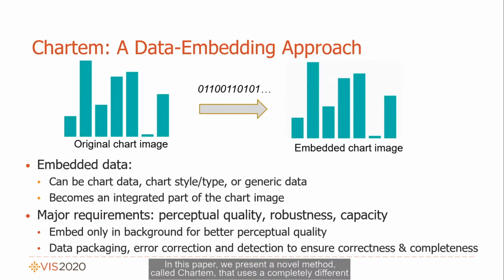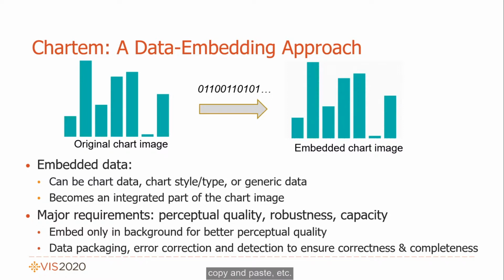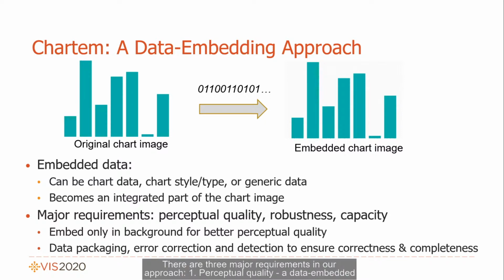In this paper, we present a novel method called Charten that uses a completely different approach. We embed chart data and attributes, or generic data, into a chart image. The embedded data becomes an intrinsic part of the chart and is preserved after image format conversion, copy and paste, etc.